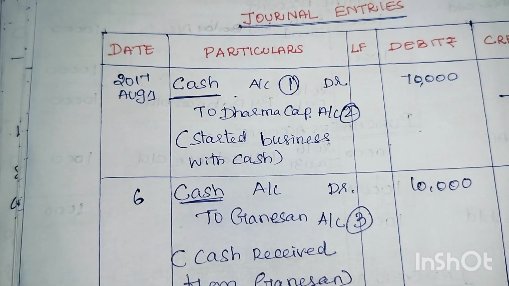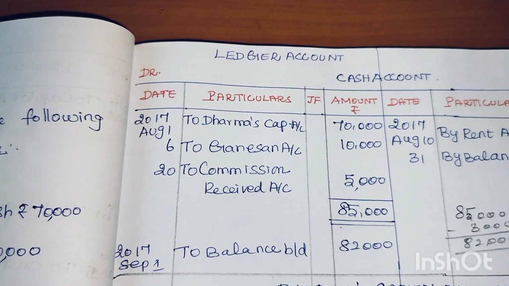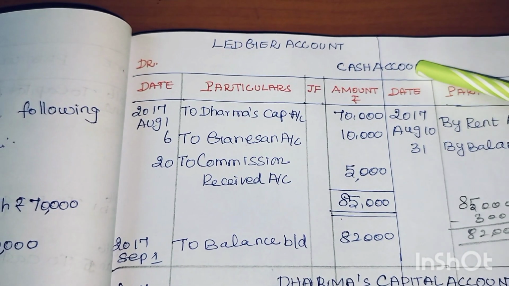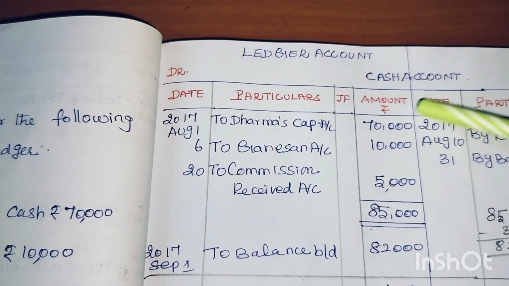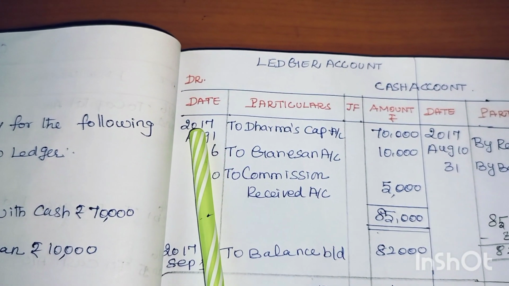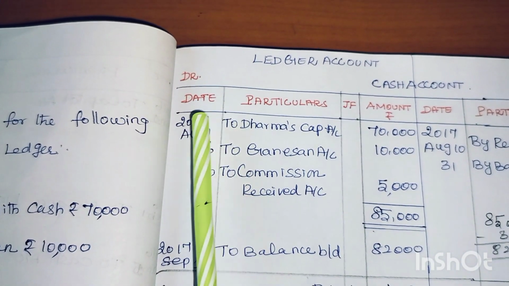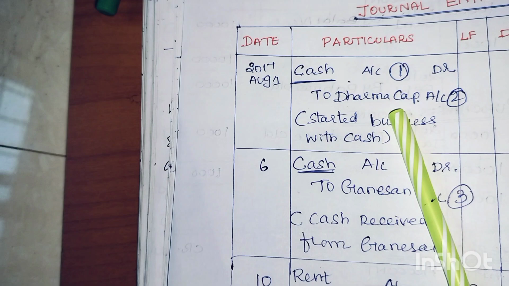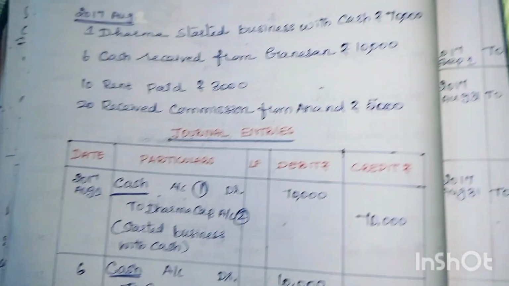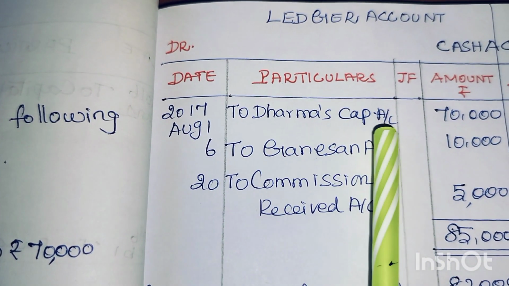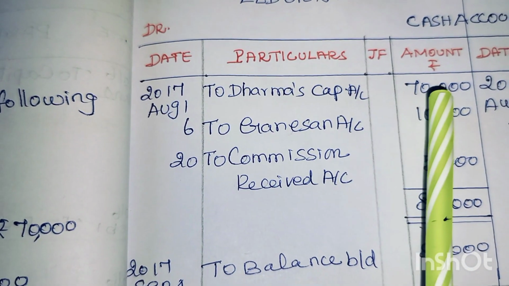70,000 rupees. So how to post the first cash transaction on ledger account? We open the cash account on top middle, come to the debit side because cash account is on debit side. What is the date? Dated 2017 August 1. What is the opposite account from the cash account? Dharma's account is the opposite account. So what are we going to write here? To Dharma's capital account on debit side. Okay, 70,000 rupees.